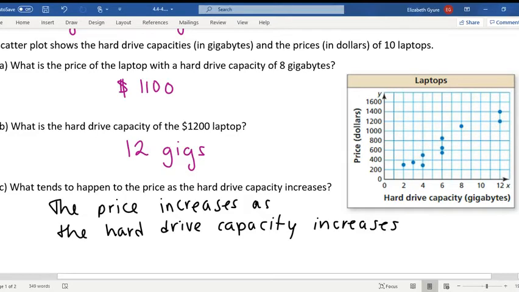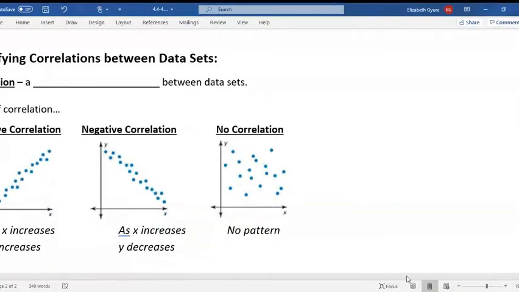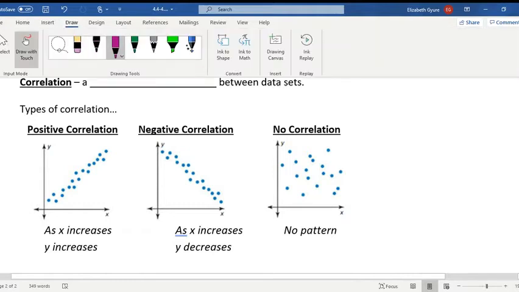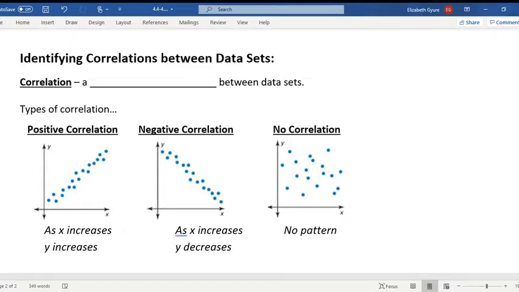All right, so on to the back. Identifying correlations between data sets. A correlation sounds like a big fancy word, but in general, it's not too bad of a concept. A correlation is simply a relationship between the data sets. Now, in the first two examples that we just did, wasn't there a relationship? A pretty clear one, right? As that hard drive capacity increased, you could very easily see that price increased. As the amount of sugar increased, you could very easily see that the calories increased.